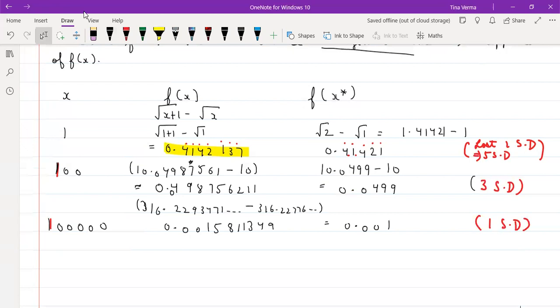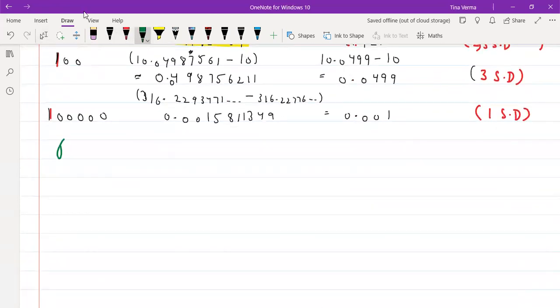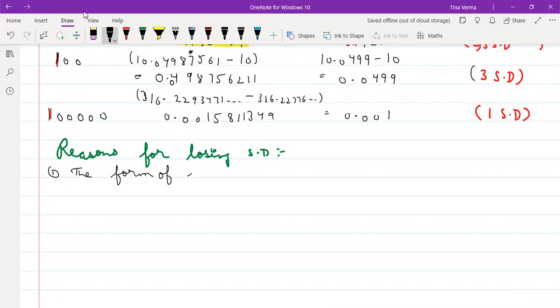What can be the reasons to lose your significant digits? Reasons for losing significant digits. One is the form of the function f of x. Next is what you are using, that you have used 6-digit precision in this case, or any digit precision, but if you have any number. So how can you say that your significant digit should not be lost, right? So this we can't solve because a computer has a limited space that it can store. So we can't solve this, as we can't increase the space if we have a computer.